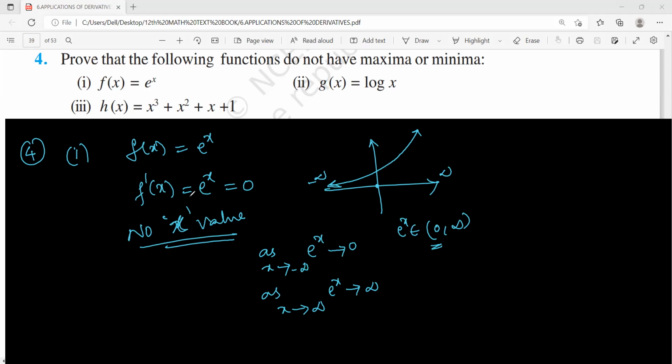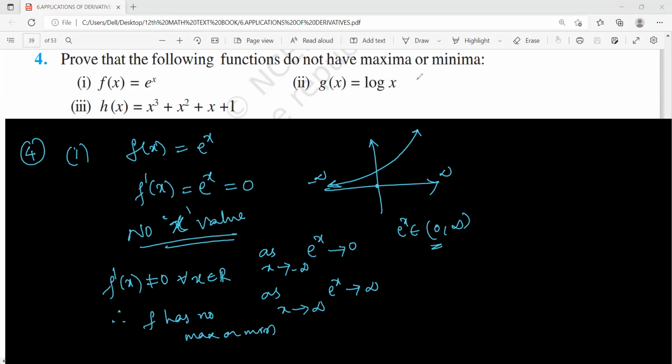So what do we have to prove here? There is no turning point. So here f dash of x is not equal to 0 for all x belongs to R. So therefore, f has no maximum or minimum.